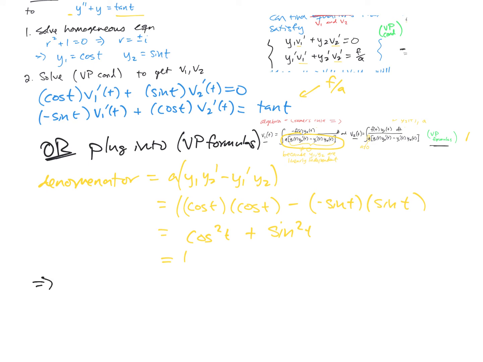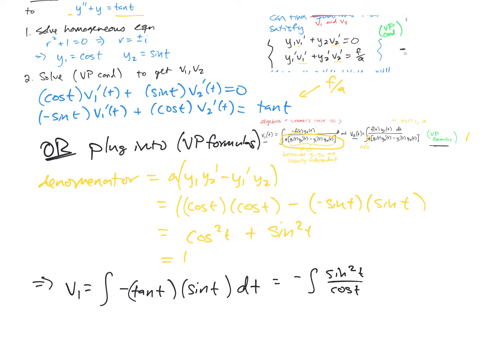So then we get that v1 is equal to the integral of negative f times y2. So we get negative tangent t times y2, which is sine t, dt. And tangent is sine over cosine. So this gives us negative integral of sine squared t over cosine t dt.